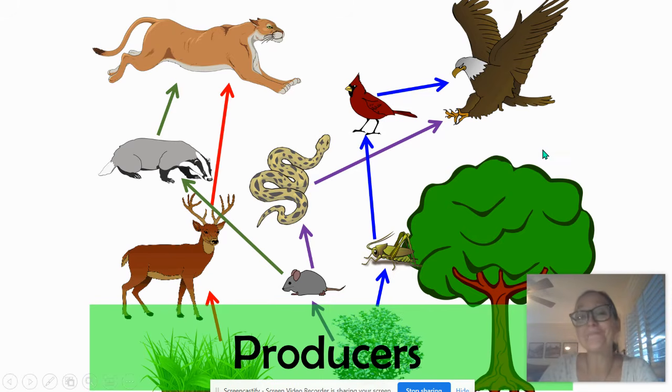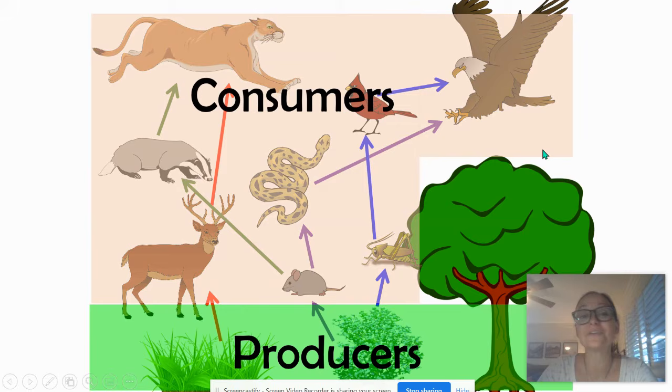Okay, so above the producers, we have what's called consumers. So we have different kinds of consumers. We have herbivores, omnivores, carnivores, predators, prey, etc. But they all consume. These are our heterotrophs. So here we can divide our food web into autotrophs or producers, and then our consumers or our heterotrophs. Now, you may be wondering, what about our decomposers? Where do they fit into this?